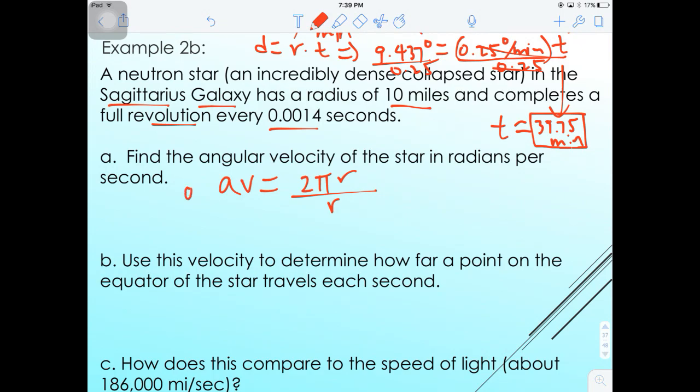So angular velocity is given by 2 pi radians divided by the time. Remember, angular velocity is just the angle that we're looking for, theta. So it is actually equal to 2 pi radians divided by 0.0014. And that's going to give us 4,490 radians per second. So that would be the angular velocity, the speed.